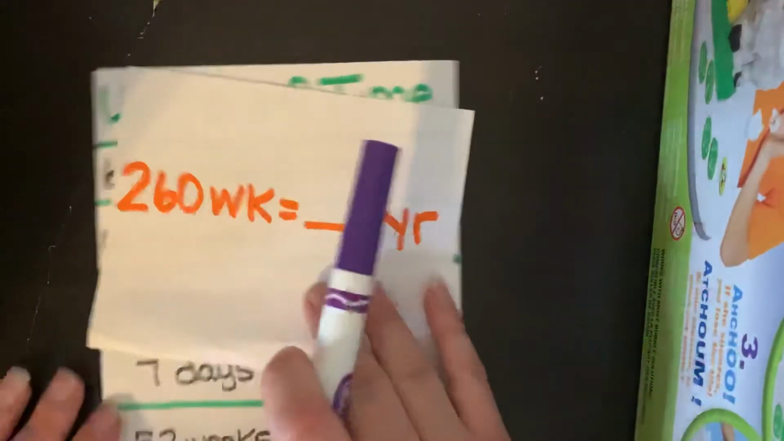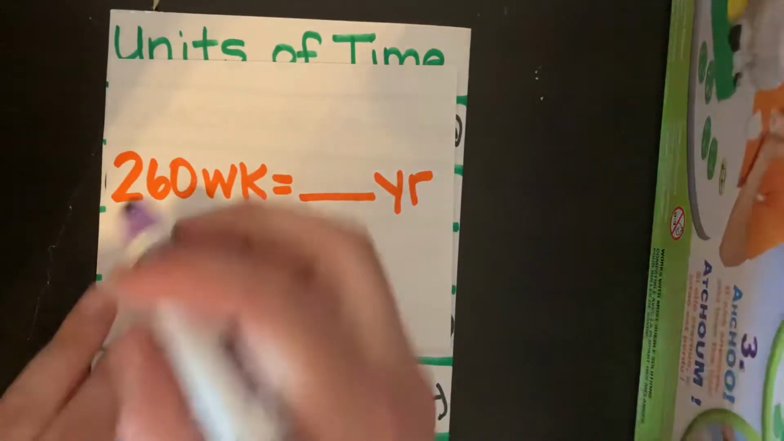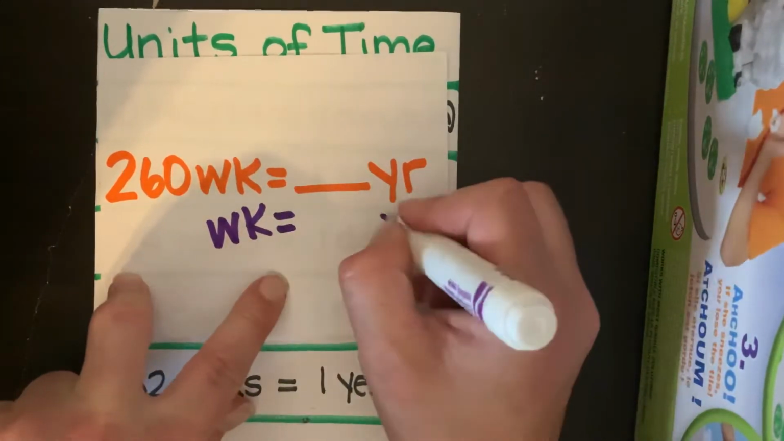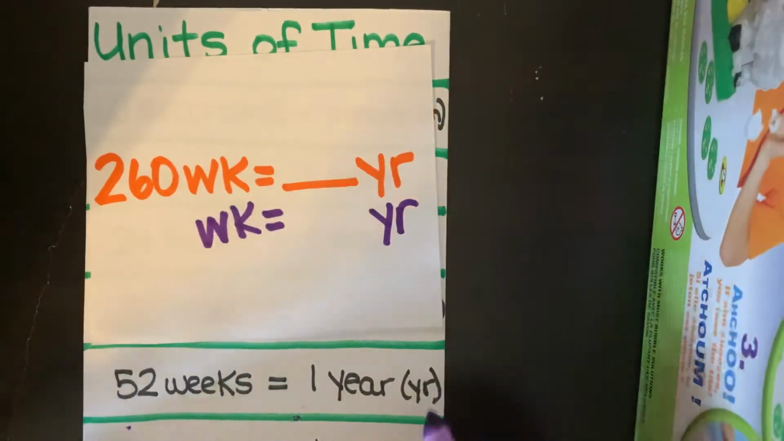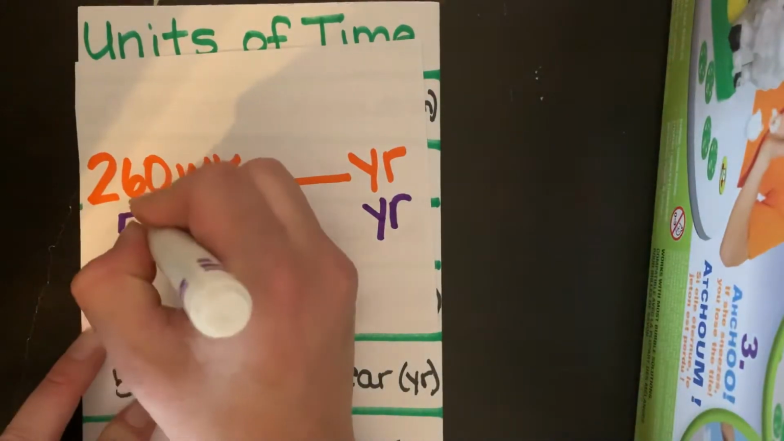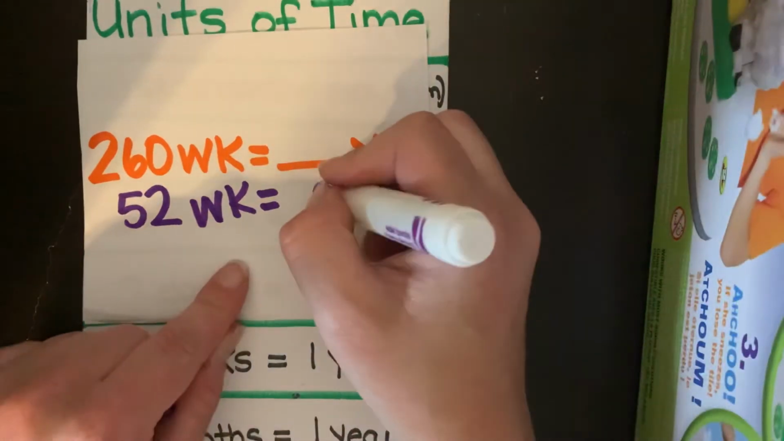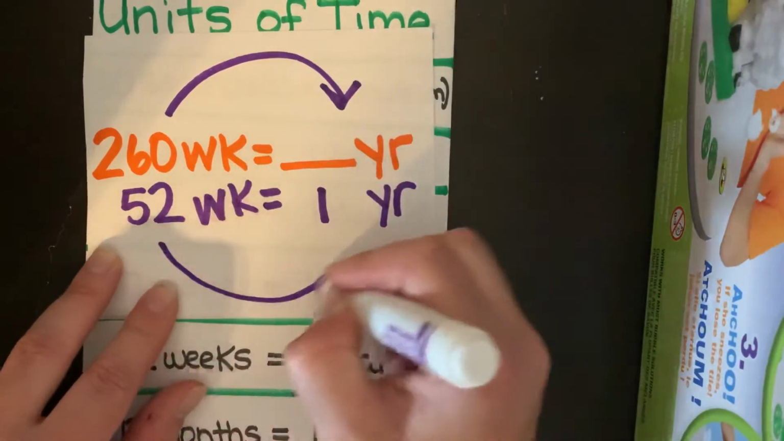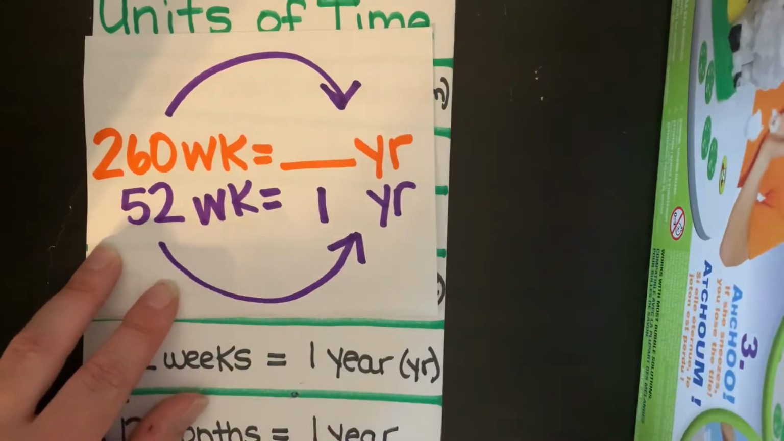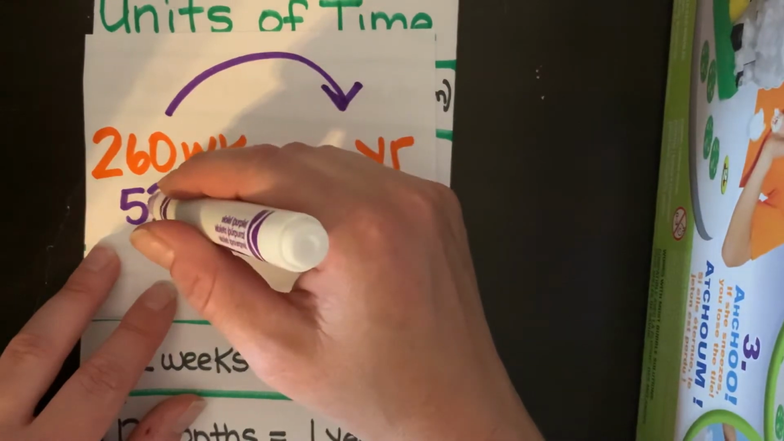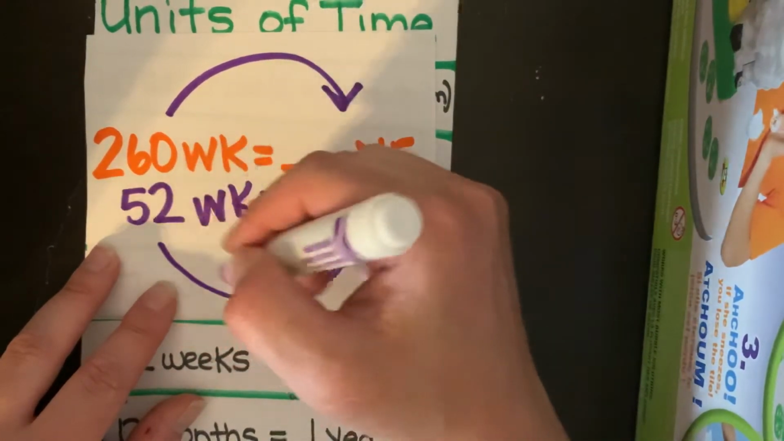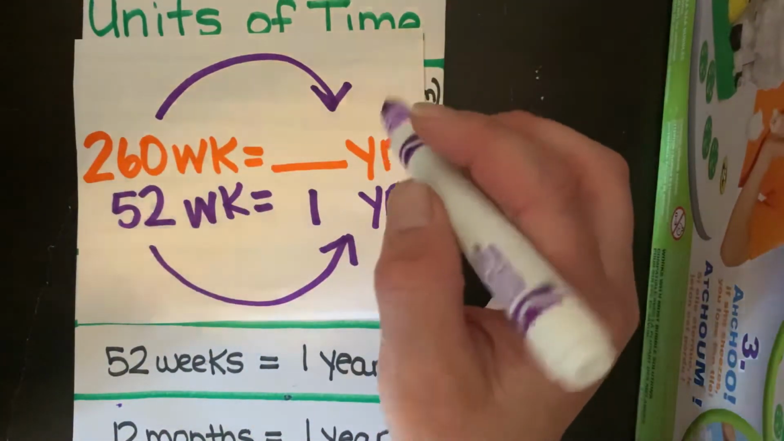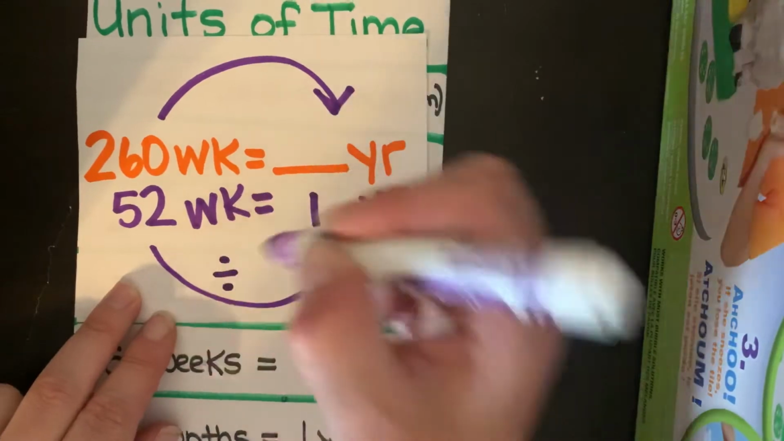So I'm going to set this up. Weeks, remember I want to line up the same unit, and I want to turn them into years. And the equation I'm going to use is 52 weeks equals 1 year. Now I'm going from weeks to years, which I did here. Now for this equation, my number went from 52 all the way to 1. So when I have a whole number that gets smaller, that's going to be division.